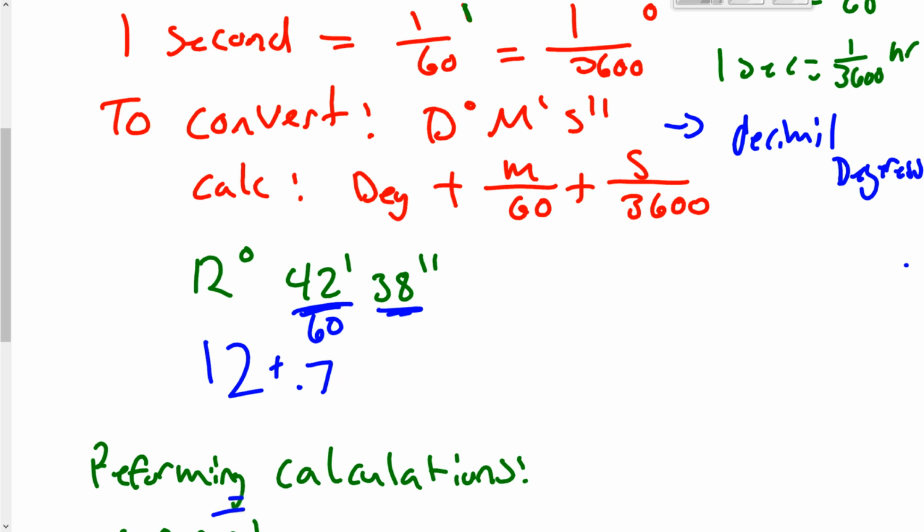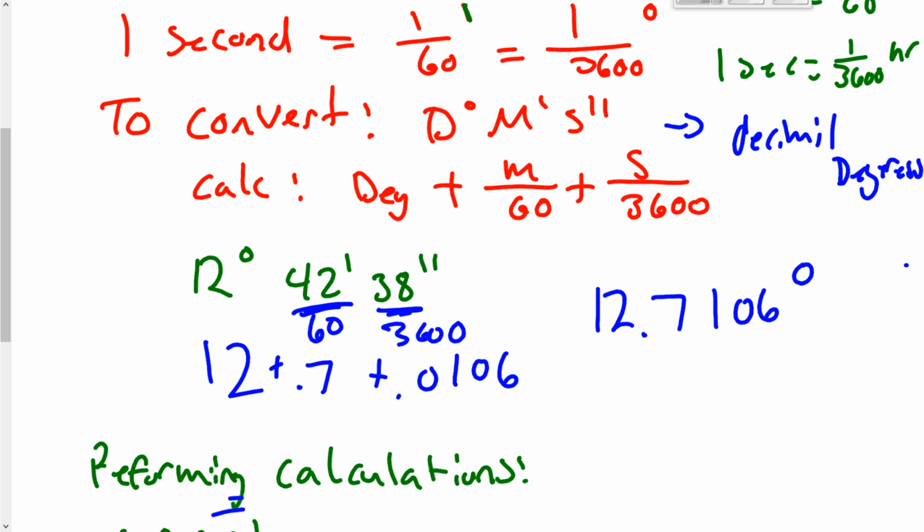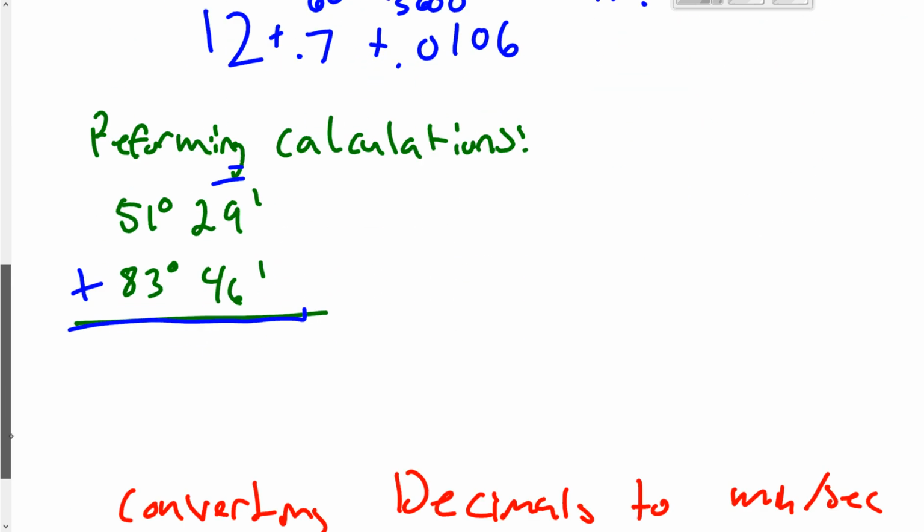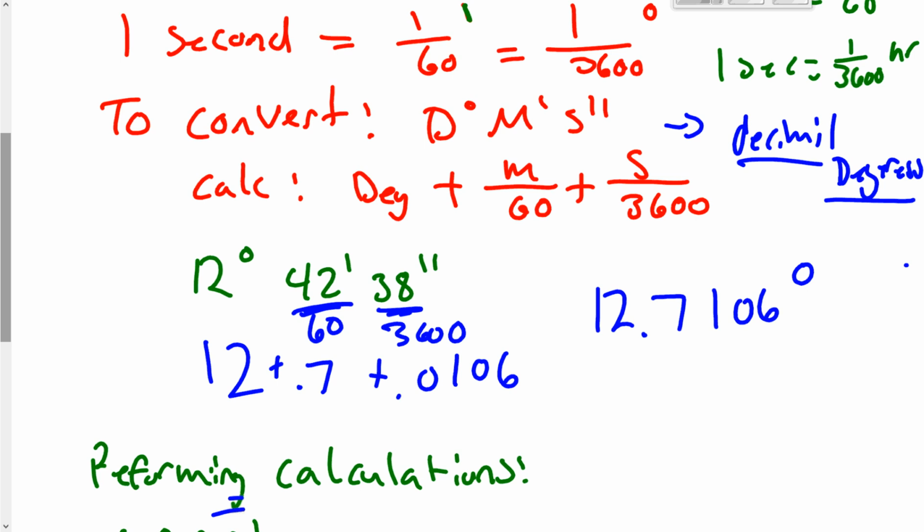And then 38 seconds, I want to divide that by 3,600 because I'm trying to find out how many degrees 38 seconds is. And that is 0.010, we'll go 6, we'll round that at the end. Now we just add these together, right? So we get 12.7106 degrees. So we're switching it to decimal degree form. All right, now we can perform this operation of adding. So we want to add these.